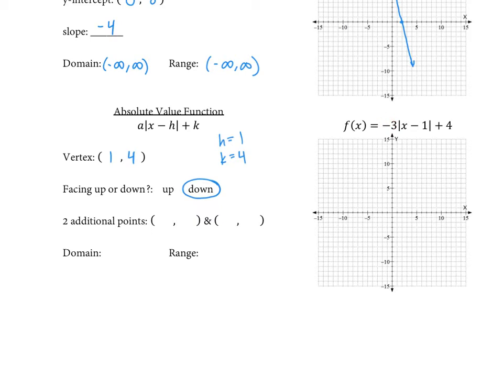Okay, 2 additional points. So that'll be h plus 1 and h minus 1. Since h is 1, h minus 1 is 0, and h plus 1 is 2. And then we plug those in. Okay, plug in 0: negative 3 times absolute value of 0 minus 1, plus 4.